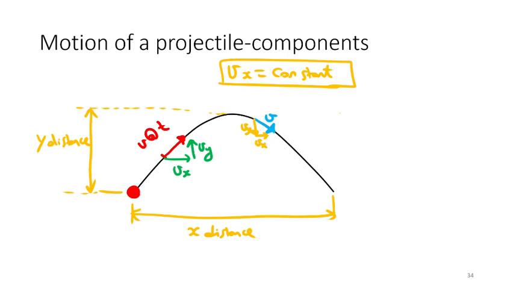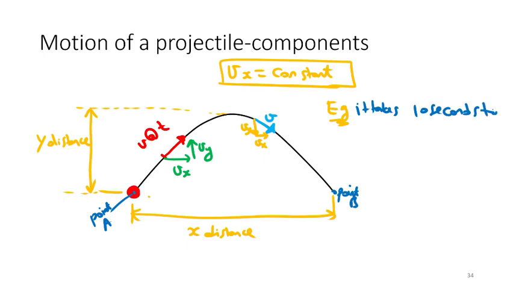So let me give you just one simple example. Say that this is point A, and then this is point B. So it takes, say, 10 seconds to reach from A to B.